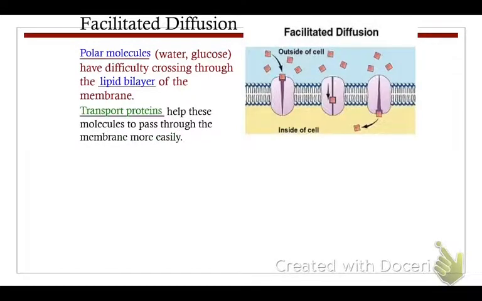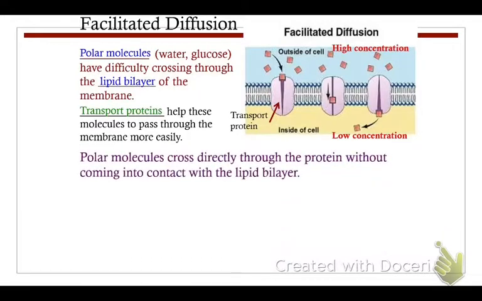So for facilitated diffusion, there are transport proteins that help these molecules pass through the membrane more easily. For the most part, everyone got this right on the Ed puzzle, but I just want to reiterate. Facilitated diffusion means it's still going from high to low, but it requires a transport protein. Okay? High concentration, low concentration. There's the transport protein.